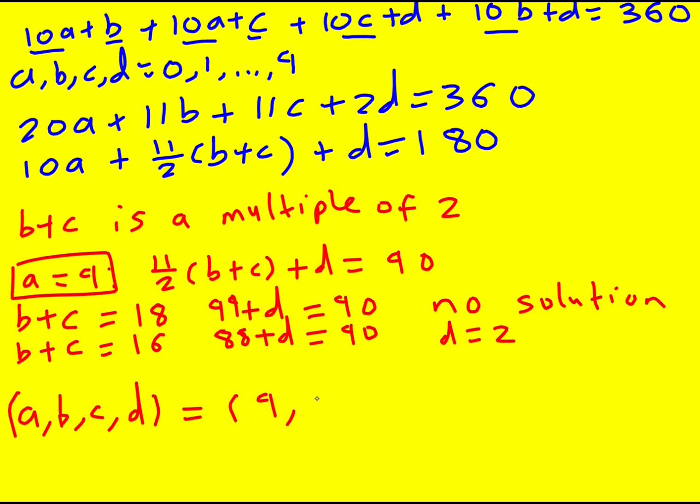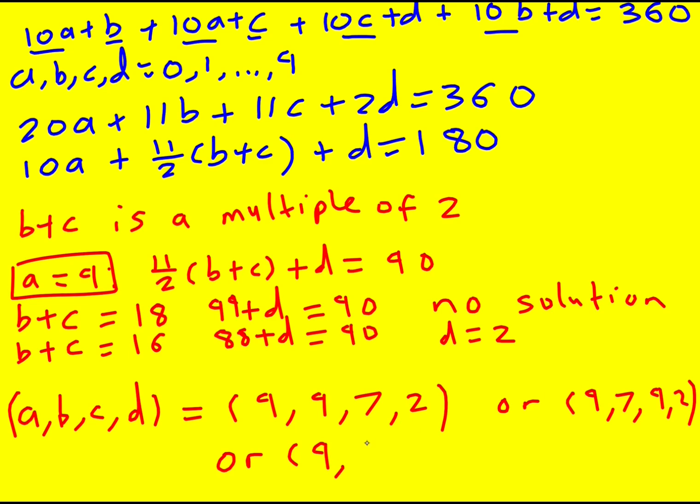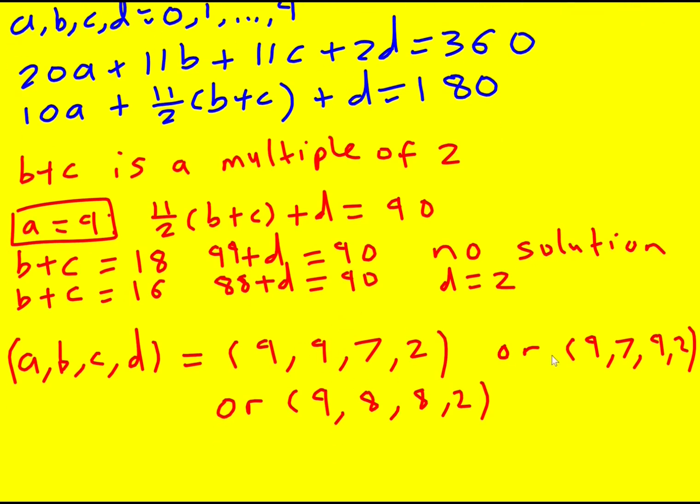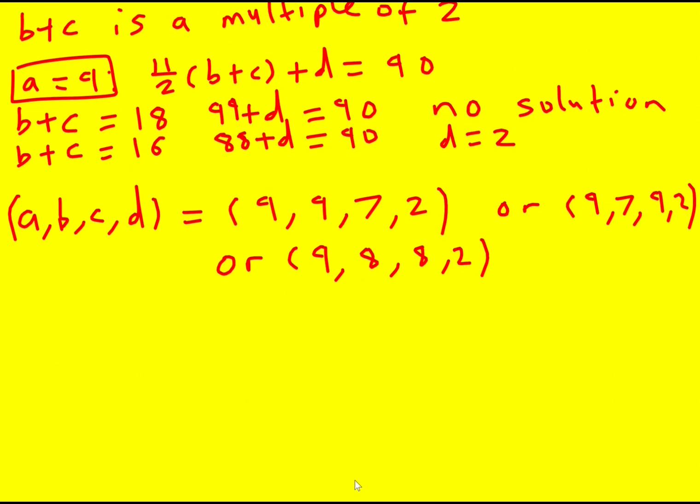Now to get 16, I could either have 9, 7, and then 2, or I could have 9, and then 7, 9, 2. Or I could have 9, if they're both 8, 8, 2. And that's it for B plus C is 16. I've just made 16 in 3 different ways. Okay, we'll come back to that in a minute.